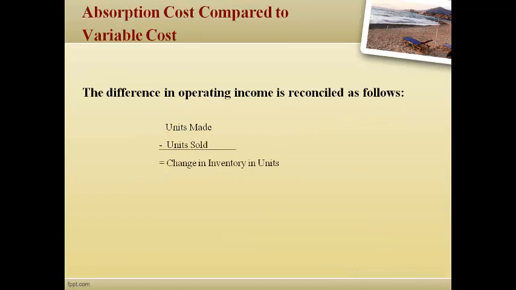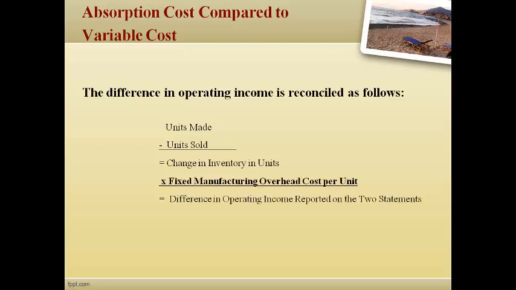A difference in income between the two statements is due to a different quantity of units made than units sold. The costs that represent the change in inventory is reported on the balance sheet rather than the absorption cost income statement. The change in inventory in units multiplied by the fixed manufacturing cost per unit will be the difference in the two incomes.